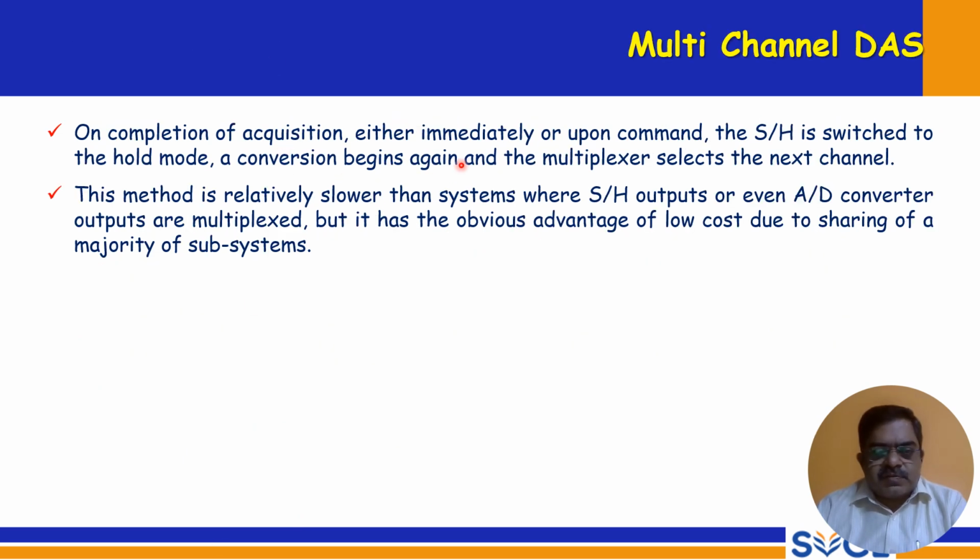On completion of acquisition, either immediately or upon command, the SH, sample and hold, is switched to the hold mode. A conversion begins after the multiplexer selects the next channel. This method is relatively slower than systems where sample and hold outputs or even A to D converter outputs are multiplexed, but it has the obvious advantage of low cost due to sharing of the majority of subsystems.